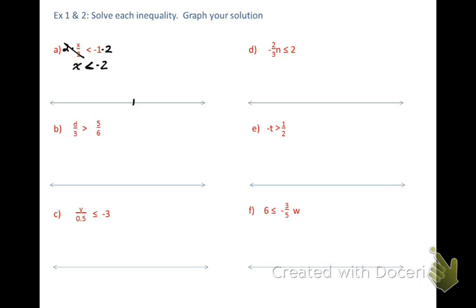And again, you're going to have your 0, negative 2, and 2. Now you have to remember your open circle or closed circle. It's less than negative 2, so it's an open circle, and it's less than. Remember, you read it from the variable.